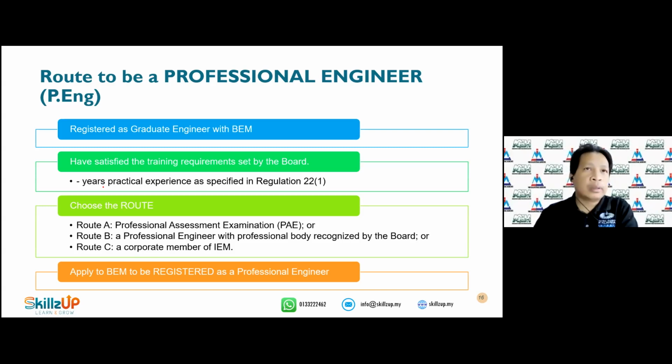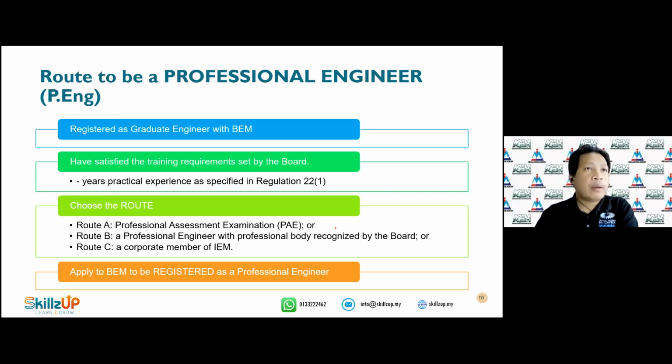Normally, you need enough years of experience in your career, and then the committee will review and either allow or not allow you to proceed with the next step. To apply to become a professional engineer, there are several routes. The common one that I'm going to discuss today is the professional assessment examination, the PAE, which is normally done under the supervision of the certifying body under the Board of Engineers.